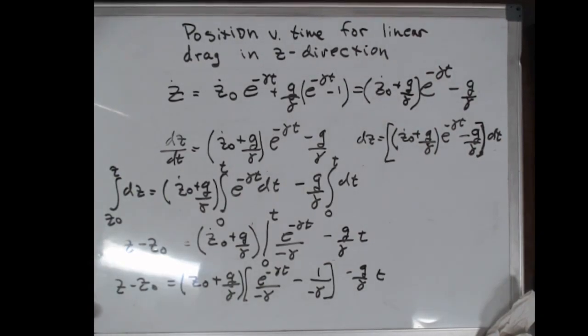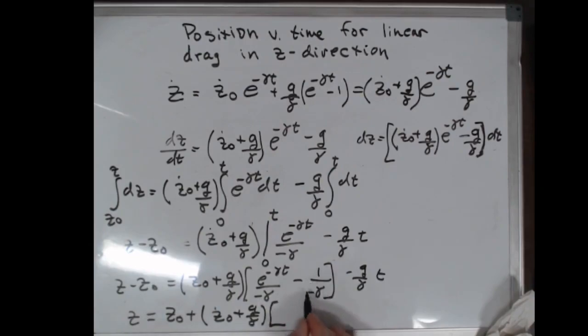I have a little room left at the bottom, so maybe I can make all this work out. So I'll show you what I'm going to do here. I'm going to say z minus z naught. How about if I move the z naught to the other side? So z equals z naught plus, because that's the way I usually have my final position defined. So this quantity, z dot naught plus g over gamma, times, okay, so let's look at this bracket thing.